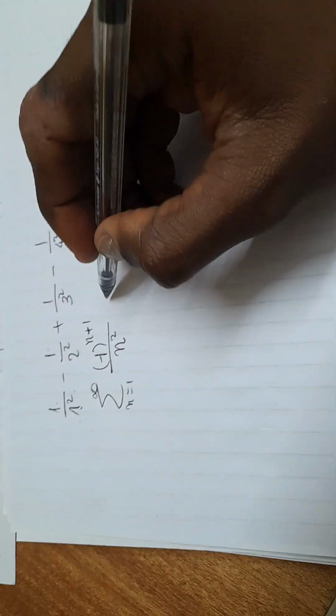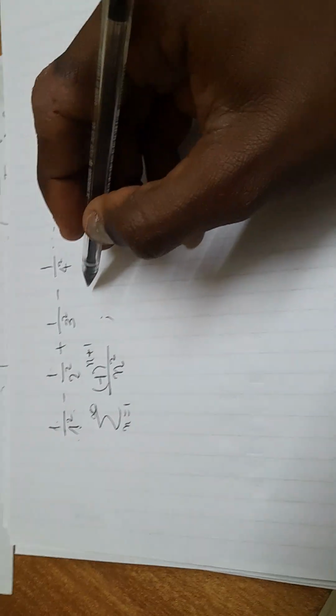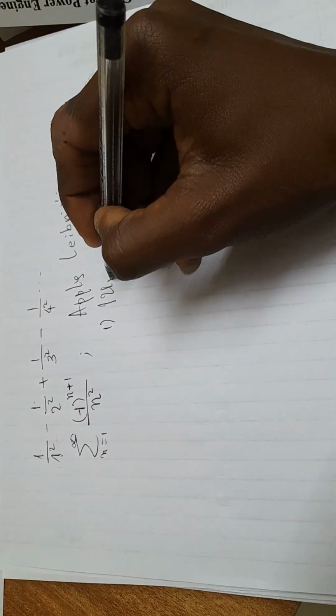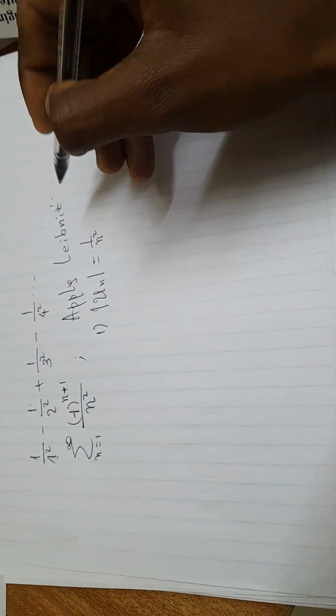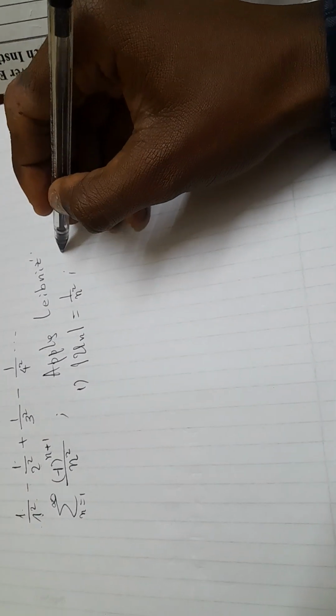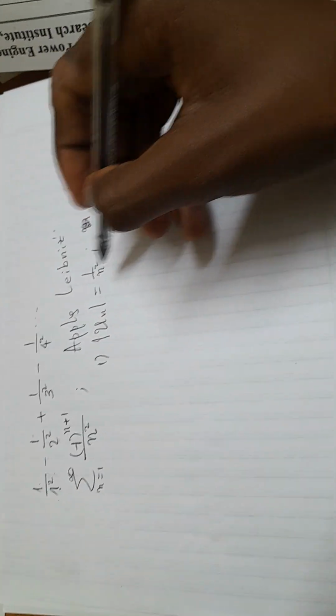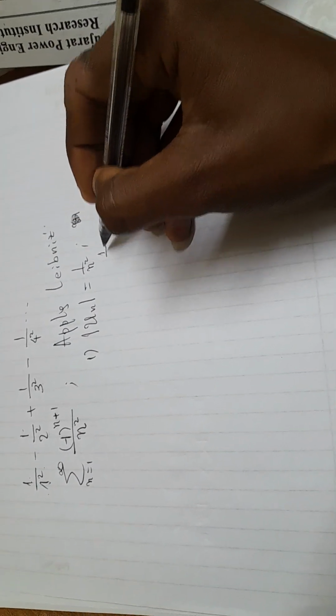So then how to find the convergence of this series? This is an alternating series, so apply Leibniz. First analyze whether this is decreasing or increasing. Just analyze the modulus of un, 1 upon n square. Just here we can notice that u1, putting n equal to 1, will be 1 upon 1.